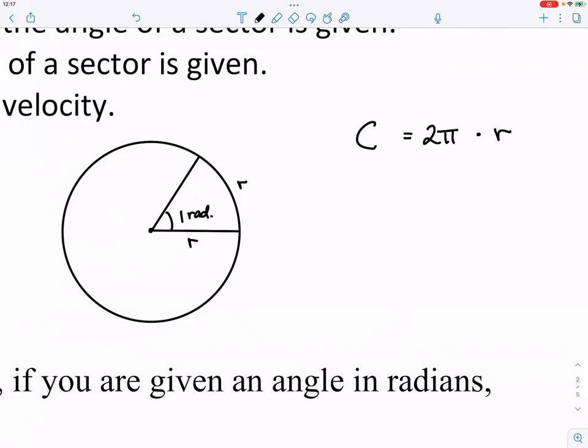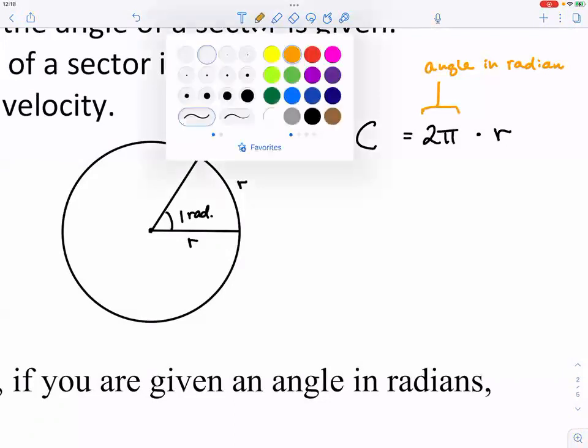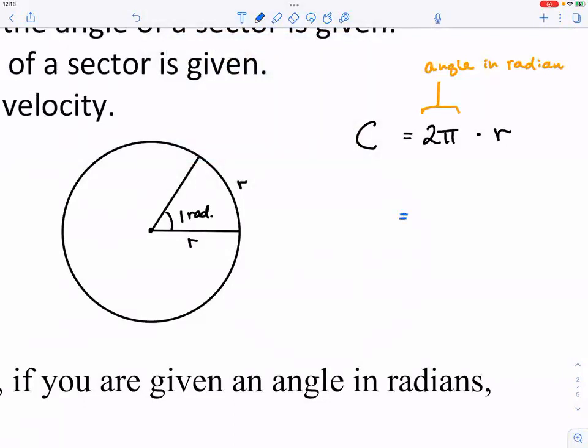Now, just to make something very clear, this is an angle in radian, just to make things exceptionally clear. This is an angle around a circle in radian. So if I want to transform this equation to a more generic one, I can say the arc length is actually equal to theta times radius.